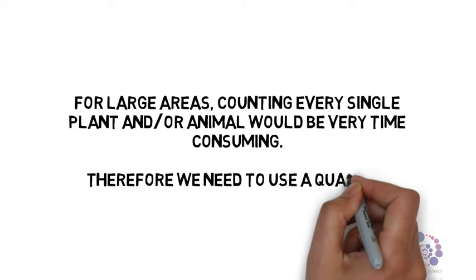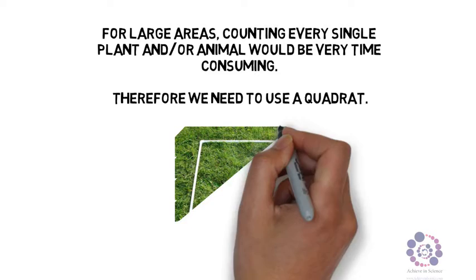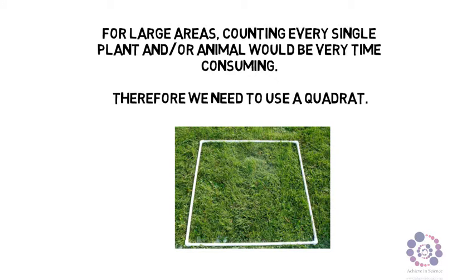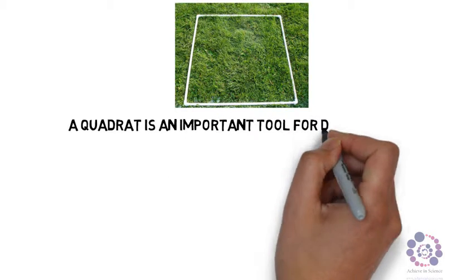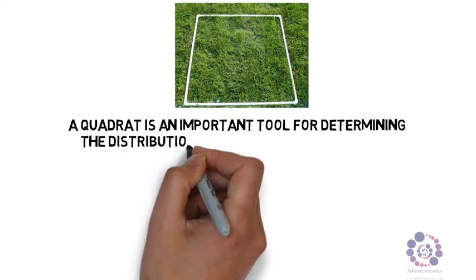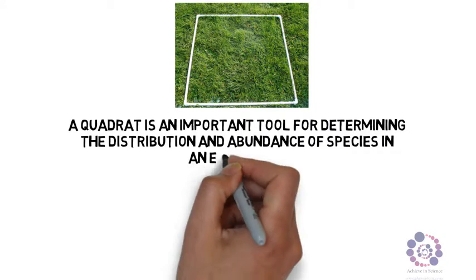Instead, what we do is we use a device called a quadrat. This is shown in the picture. A quadrat is an extremely important tool because it's used to determine the distribution and abundance of species in an ecosystem.